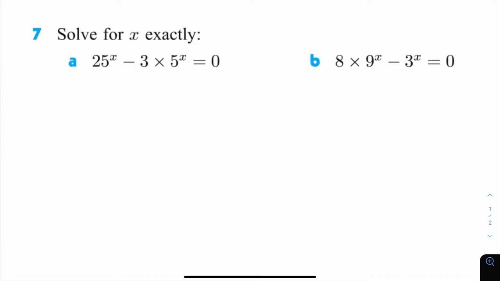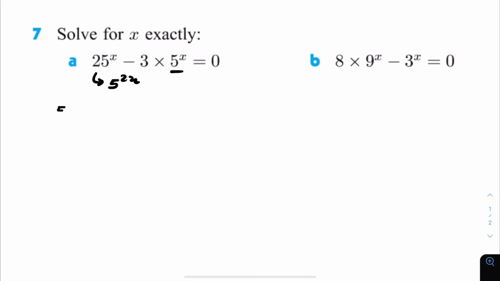Okay, so this question asks us to solve for x exactly. So part A, 25 to the power of x minus 3 times 5 to the power of x equals 0. First thing we should do is write this in a common base for the indices. So 5 to the power of x can't be simplified further, so let's use 5 as a base. Thankfully, 25 to the power of x can be written as 5 to the power of 2x.